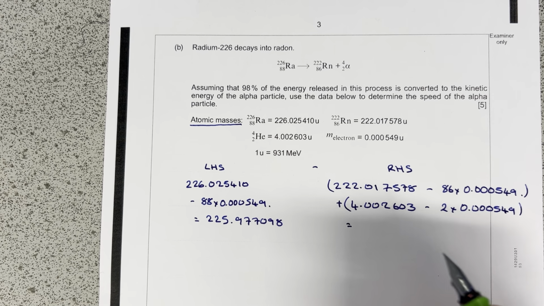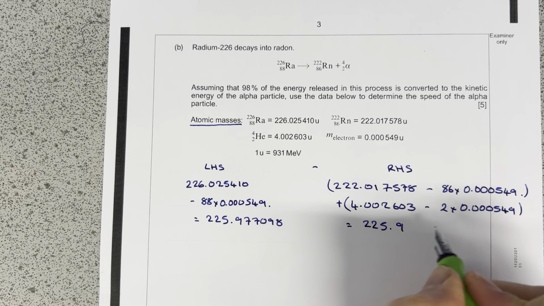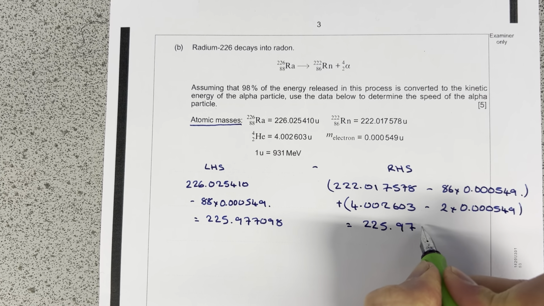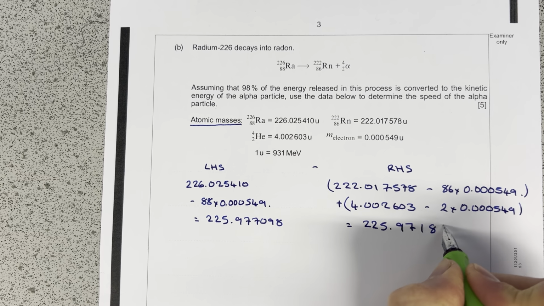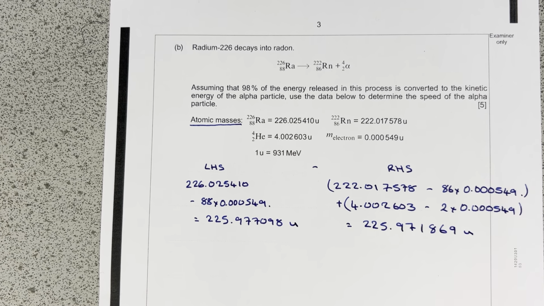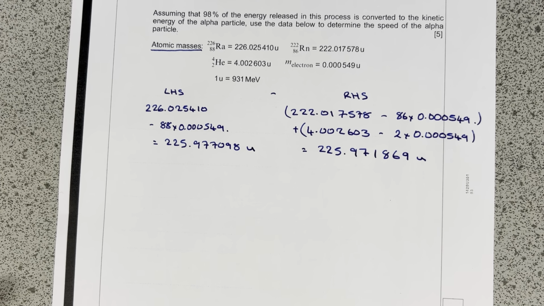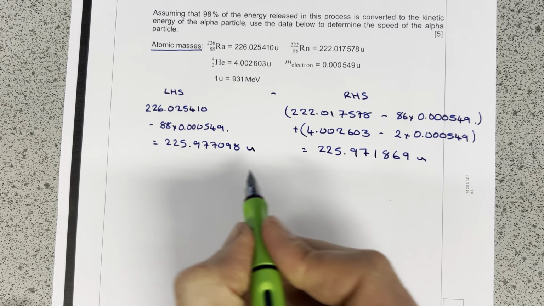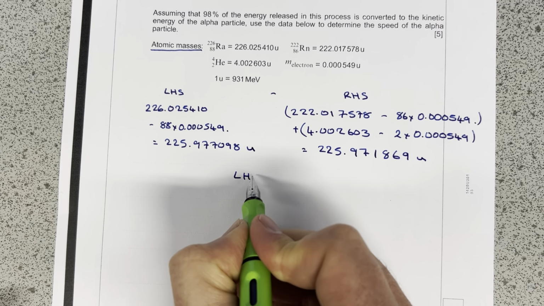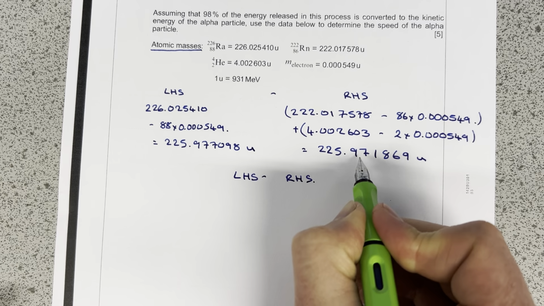And once that's all plugged into your calculator, that'll pull out 225.971869. That's in U, and that's in U, atomic mass units. We'll slide it up. So what's the difference? It's going to be the left-hand side minus the right-hand side, so that minus that.